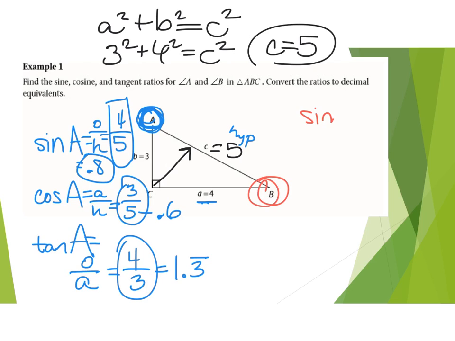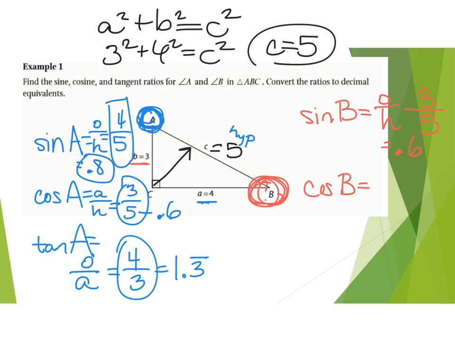Sine of angle B is O over H when we're sitting at angle B. O this time is this side. That's opposite. It's across from angle B. So that is 3. Hypotenuse is still 5. 3/5. We're done. As a decimal, 0.6.